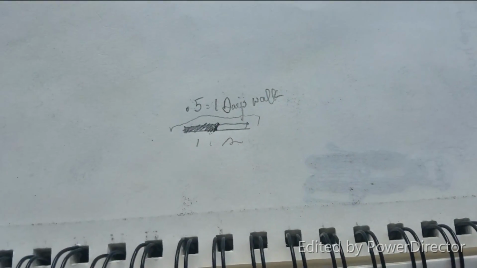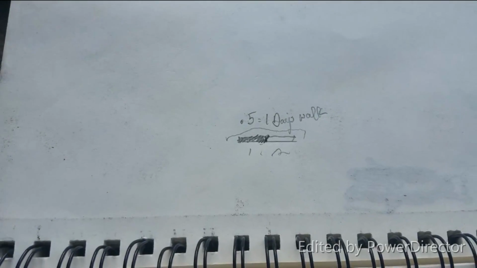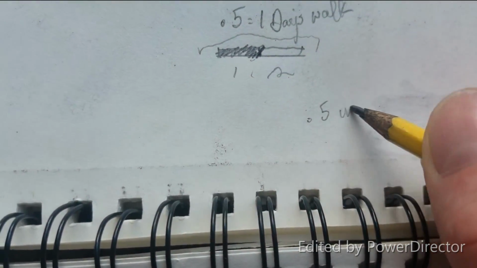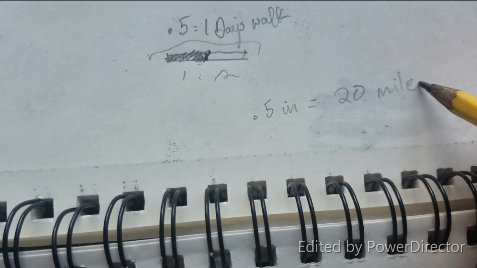So this terrible scale bar is what we're working with. How many miles can you walk in a day? Let's say you can walk 20 miles in a day. So half an inch now equals 20 miles. Remember math and remember America.